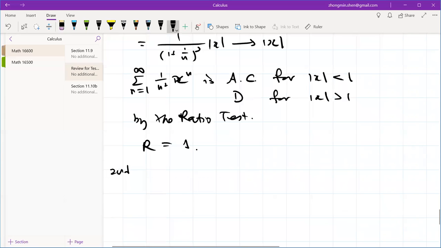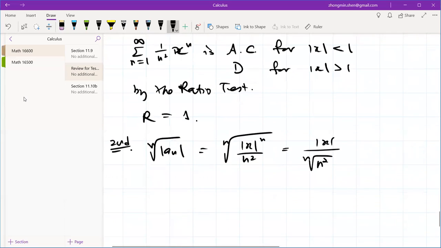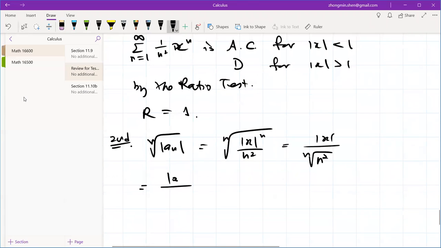Now the second method uses the root test, and then you have to take a look at the absolute nth root of absolute a_n, and this is going to be n squared. After you simplify it, how do you deal with the denominator? The denominator is just the nth root of n squared, and we already know the limit of this denominator is going to be 1.